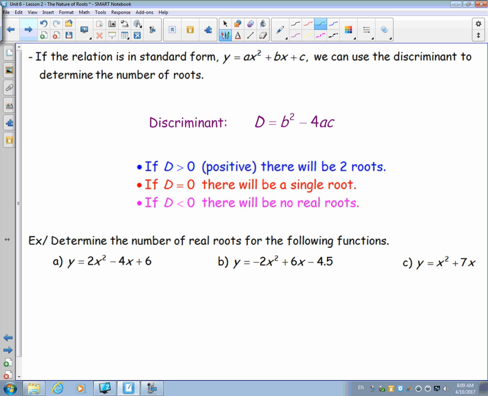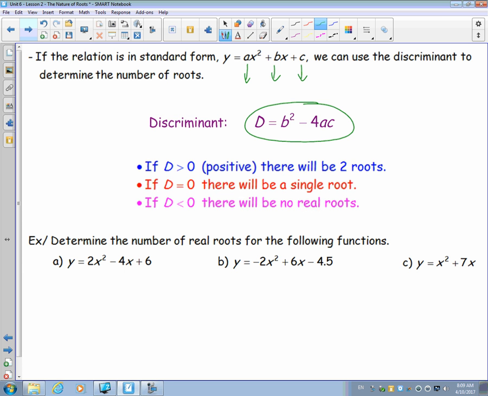If things are in standard form, unfortunately, we can't just look at it and tell. We have to do a simple calculation. And the thing we want to calculate is something called the discriminant. The discriminant has a formula, and the formula for it is b squared minus 4ac. Remember, a, b, and c are from standard form, okay?